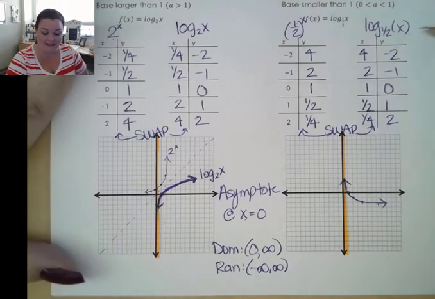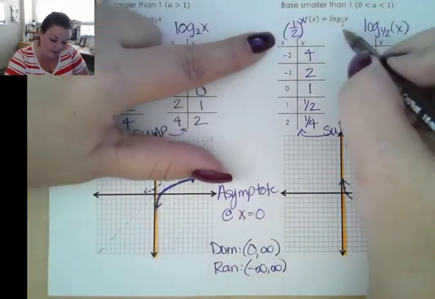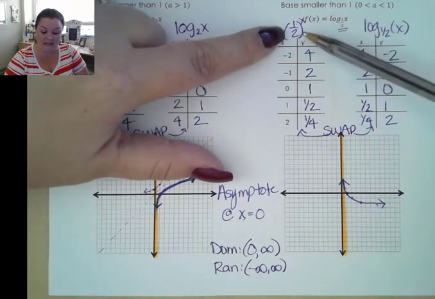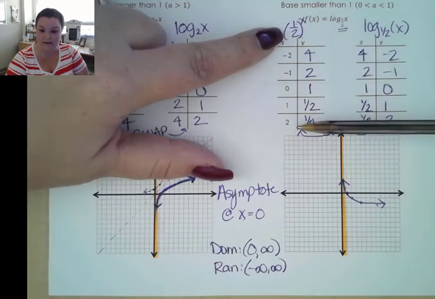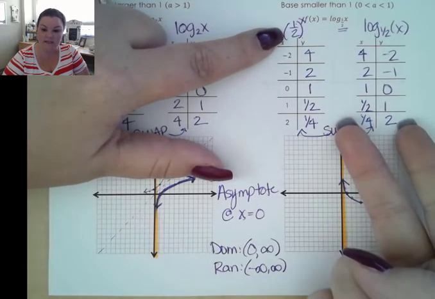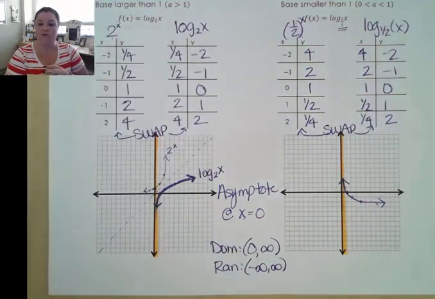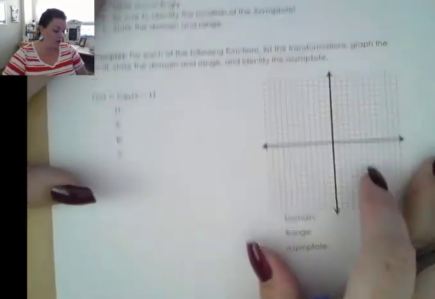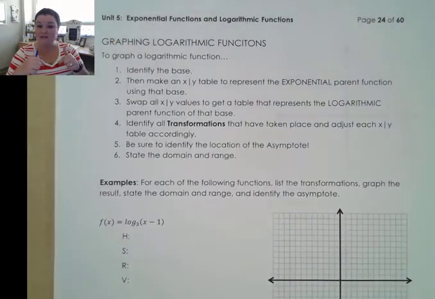But in order to get that starting table for a log, we have to first identify whatever that little base is, make a table for its exponential form, and then once we have the exponential table, we swap it to get our log table. And then once we have our log table, we continue doing our transformations as we always have, okay? So when we do transformations, it's important that we know whether the transformations are happening inside the function or outside the function.